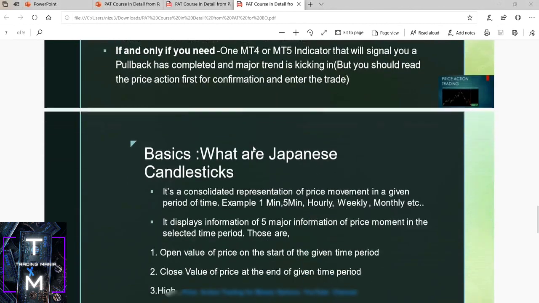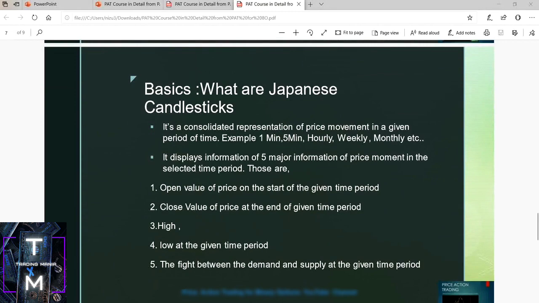Today's first topic gives basic information about what Japanese candlesticks are. I'm not going to go into the history of Japanese candlesticks because this is an advanced level course. I believe you already know Japanese candlesticks, or if you don't, please refer to my basic videos where you will be able to understand what Japanese candlesticks are.